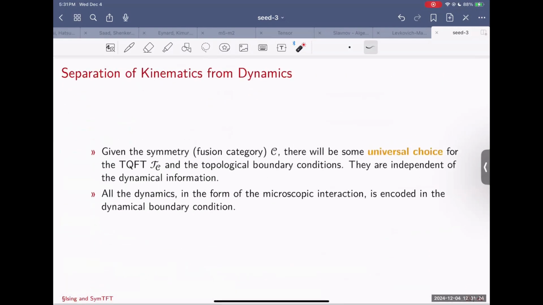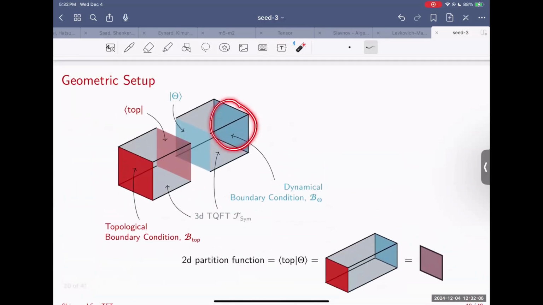Some properties of this construction: there is a separation of kinematic and dynamical information. Given any symmetry or fusion category C, there is a universal choice for the bulk TQFT, which comes equipped with its topological boundary conditions. To determine this TQFT and its topological boundary conditions, we do not need to know anything about the theory other than the global symmetry. So this part doesn't know anything about dynamics. It's a purely kinematical object. And all the dynamical information, in terms of these Boltzmann weights or coupling constants or other background fields, is encoded in this boundary condition.